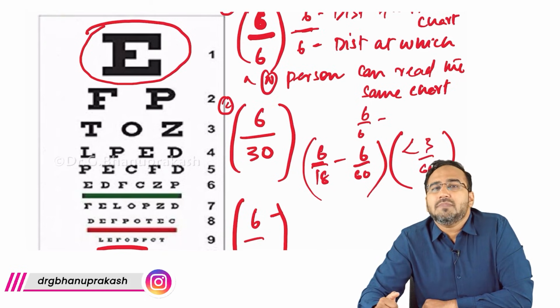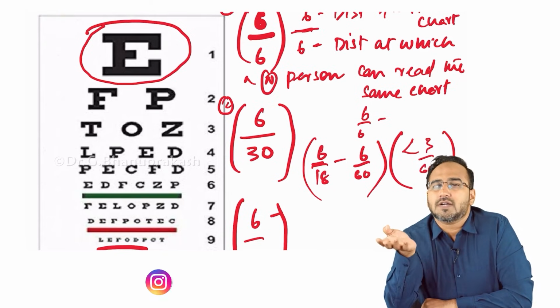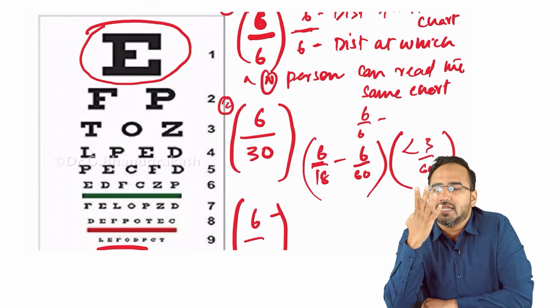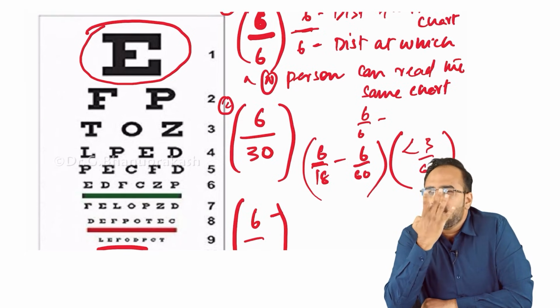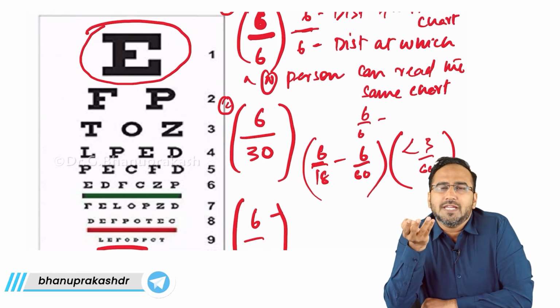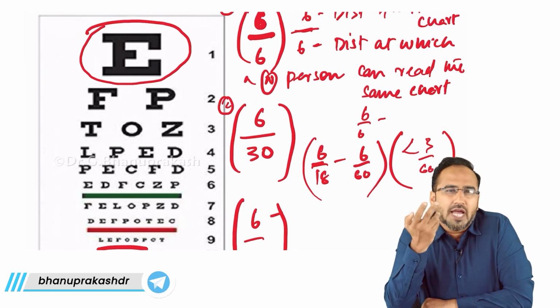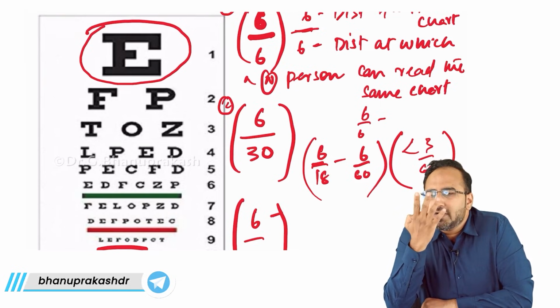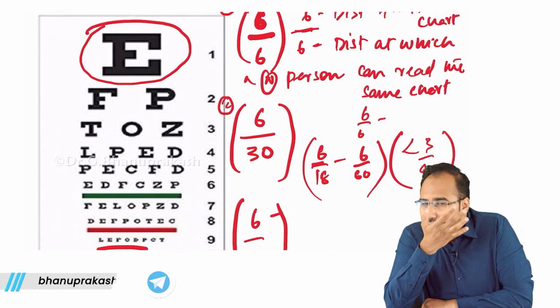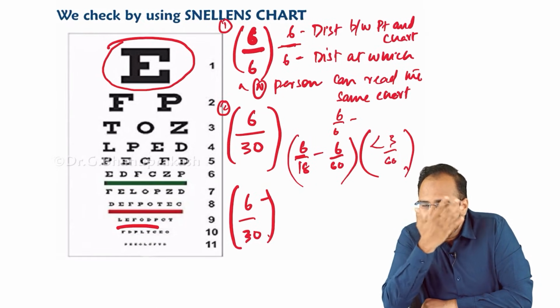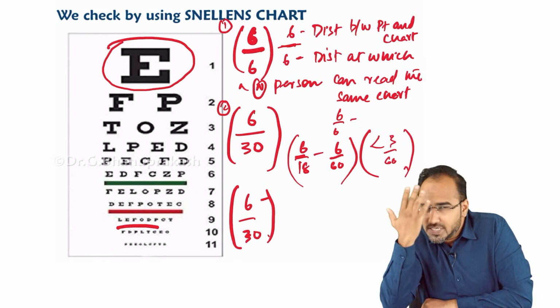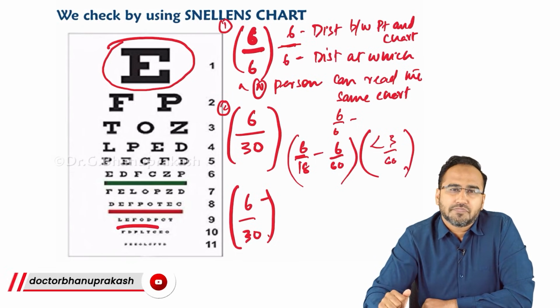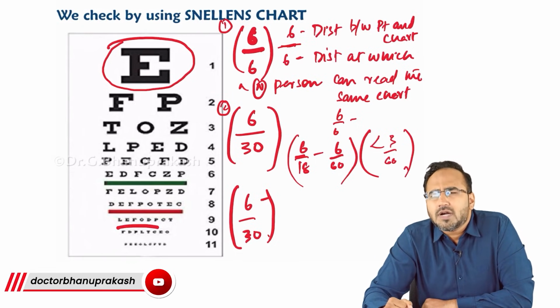If I am not able to read at 3 meters, at least the doctor will come in front of me and ask how many fingers are there. That is, he tells me to count the fingers. I'm not able to count the fingers. Still he is not giving up. The doctor asks me, are you able to appreciate my hand movement? I'm still telling the doctor, I am not able to appreciate your hand movement.